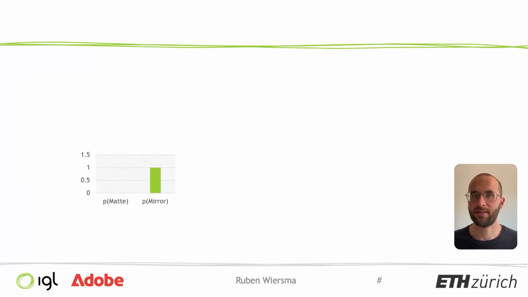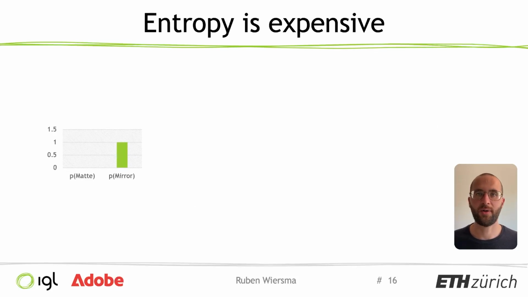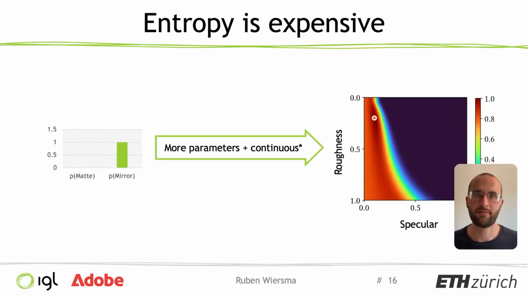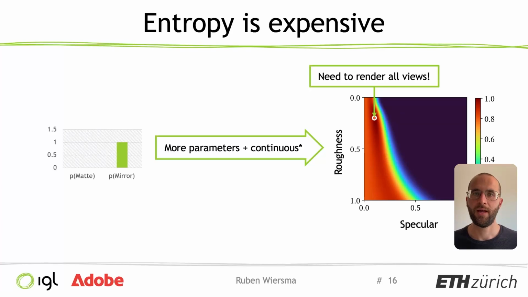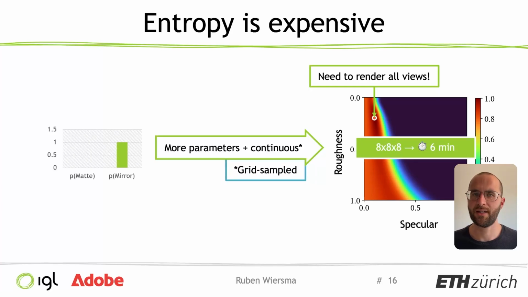In practice, it's not that easy because we have more parameters in our models and they are typically continuous. Moreover, if we want to evaluate this probability distribution, we have to render our scene from all the input views. Even if we discretize our parameter space coarsely, 8 by 8 by 8, that already takes 6 minutes with a path tracer. We want to be real time to be able to guide our camera placement or to do repeated computations. If we want to go higher resolution, like 16 by 16 by 16, it already takes 50 minutes. So we need to do something faster and maybe approximate.